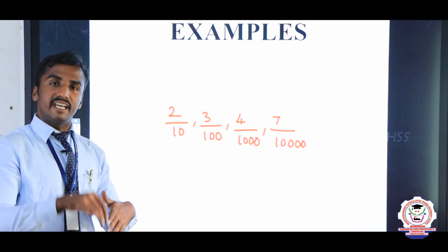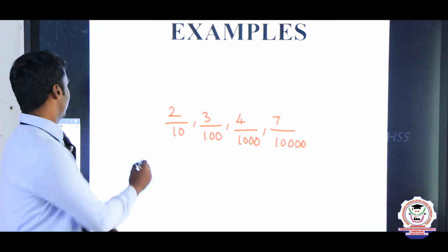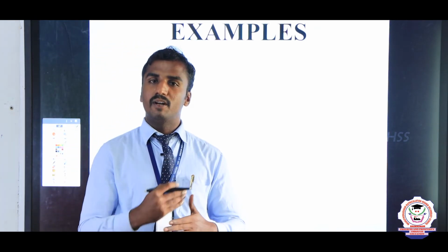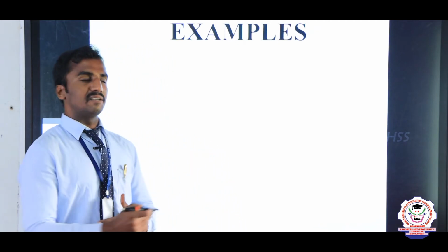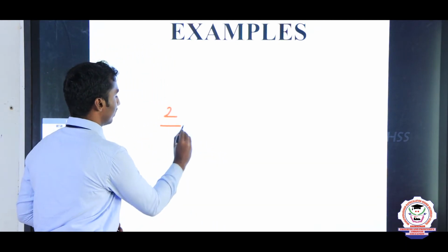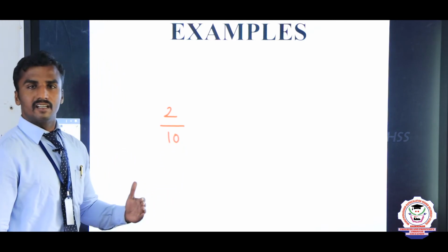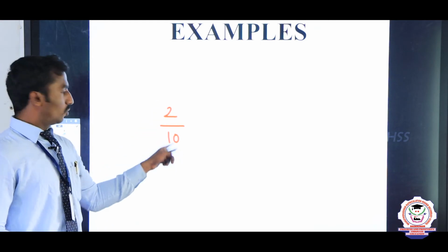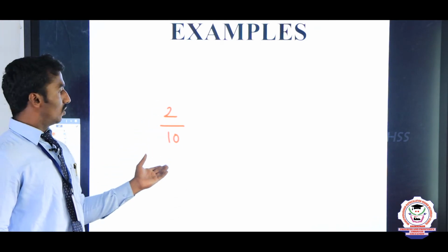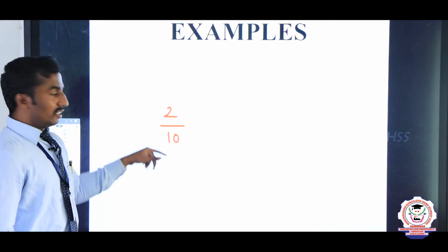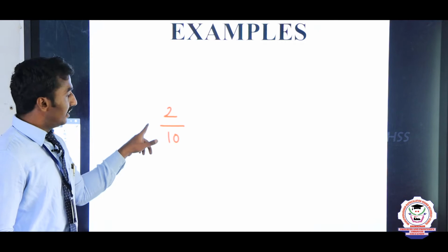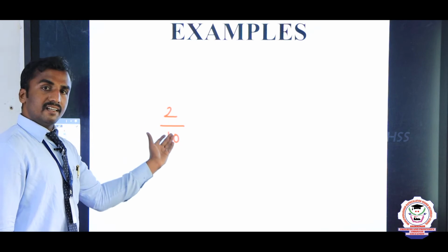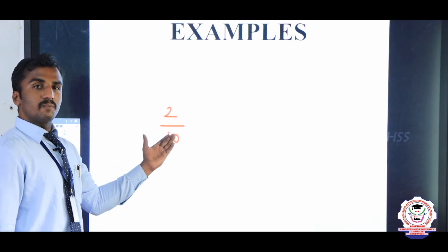Now, converting a decimal fraction into a decimal number or decimal value. Take a simple example, 2 by 10. 2 by 10 is a fraction, and a decimal fraction also. One more thing: the numerator value is less than the denominator value, so the fraction is also called a proper fraction.